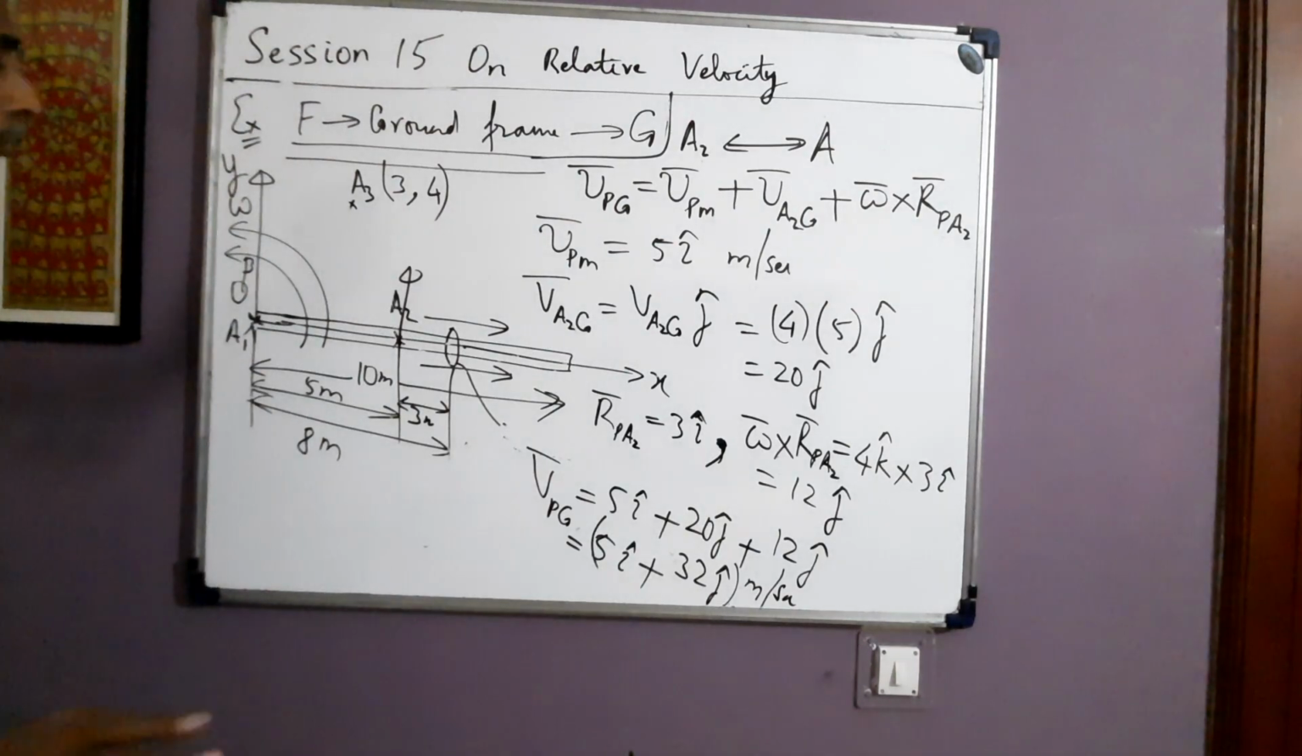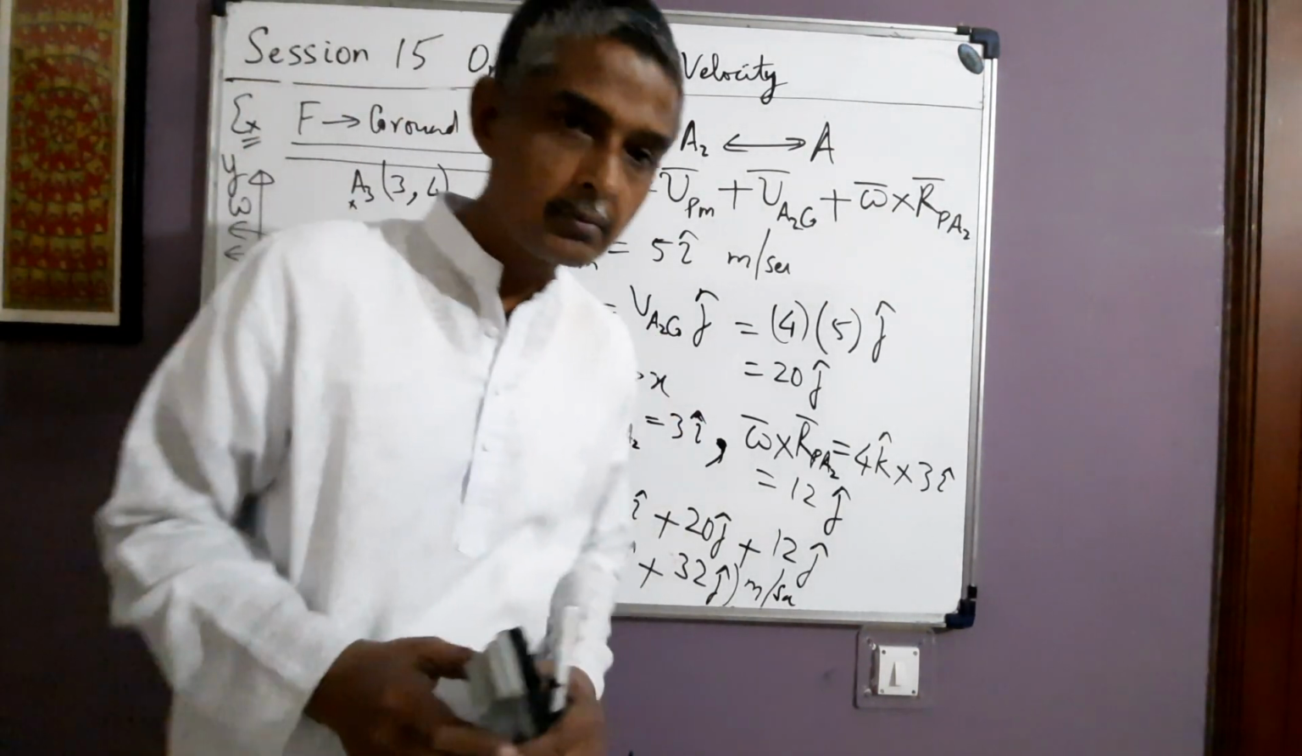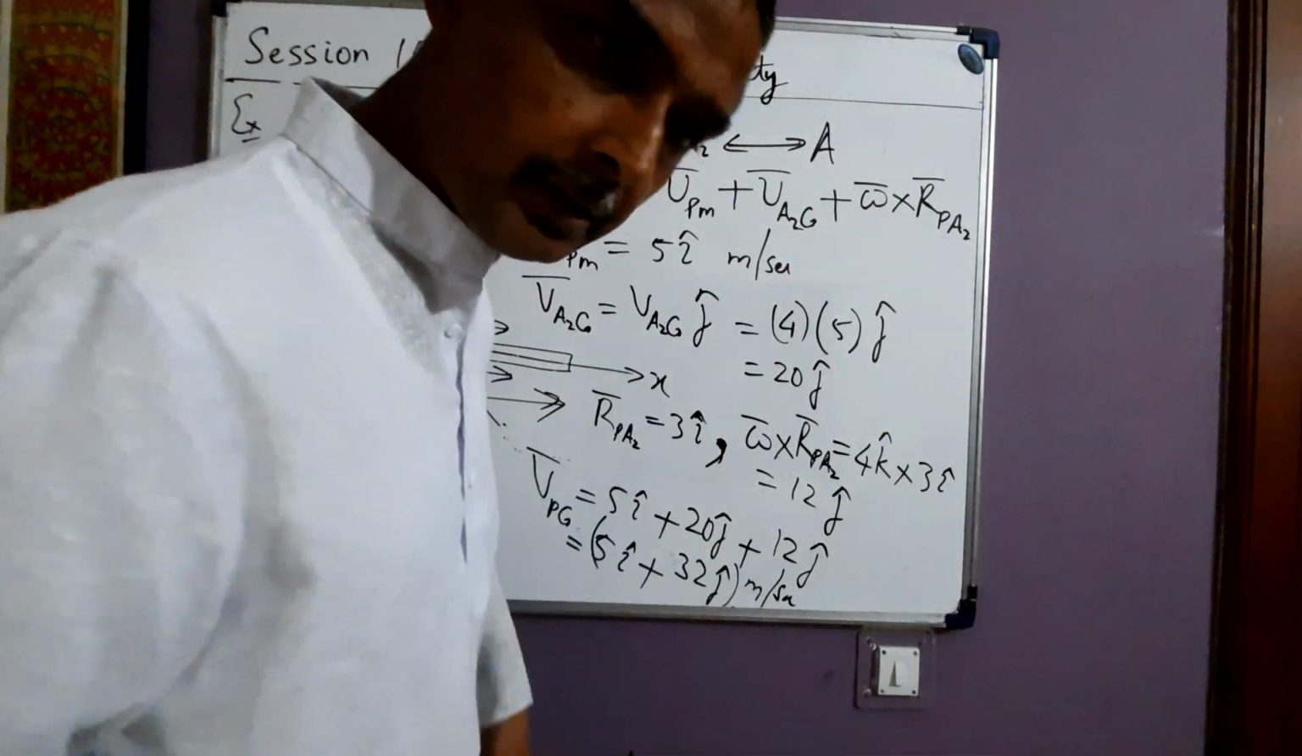Fine. So now we take A3 to be point A, and then find VPG again.